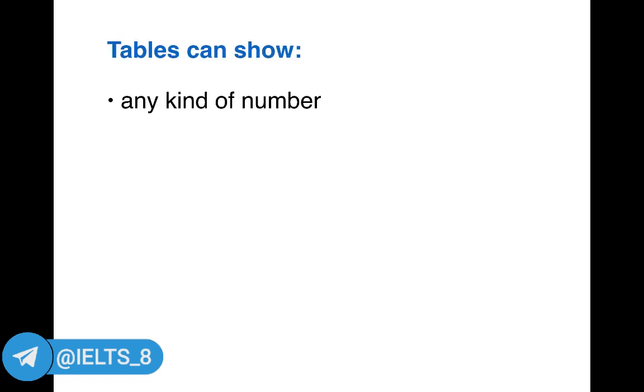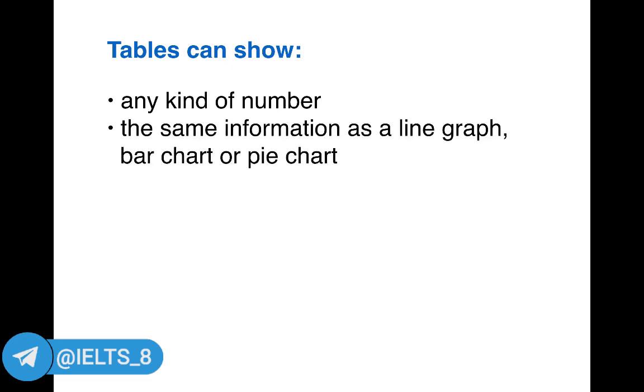Tables can show any kind of number. Millions, billions, percentages, money, etc. It's also important to remember that tables can show the same information as a line graph, bar chart or pie chart. So the information and the approach and method from the last 3 lessons that I've done will be relevant to this lesson. Everything we've learned about line graphs, bar charts and pie charts can be relevant for table descriptions too.